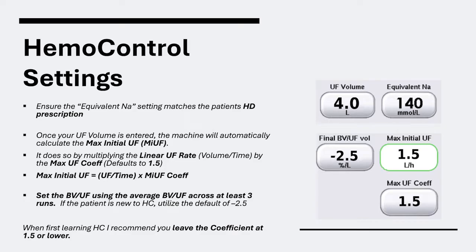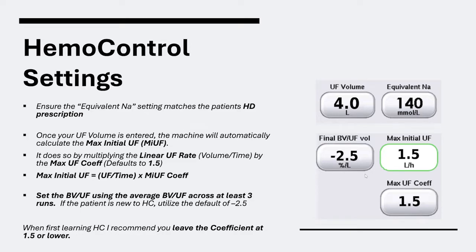As we've discussed previously, once your UF volume is entered, your HemoControl settings are automatically going to populate with your maximum initial UF. And as we discussed previously, it's going to calculate this by multiplying your linear UF rate, or the volume that you're pulling over the time of dialysis, by the MUF coefficient, which is 1.5 by default.